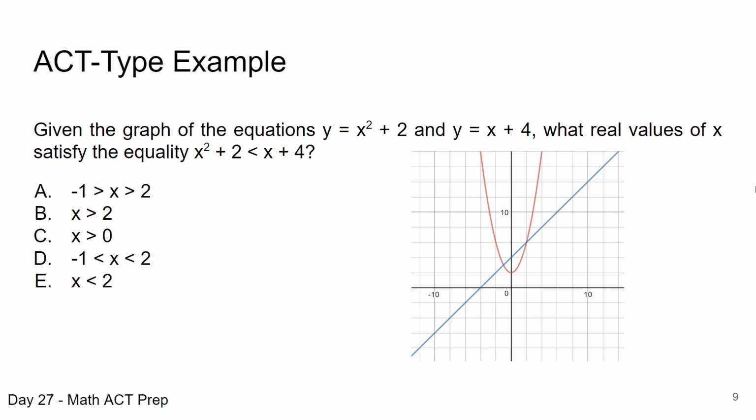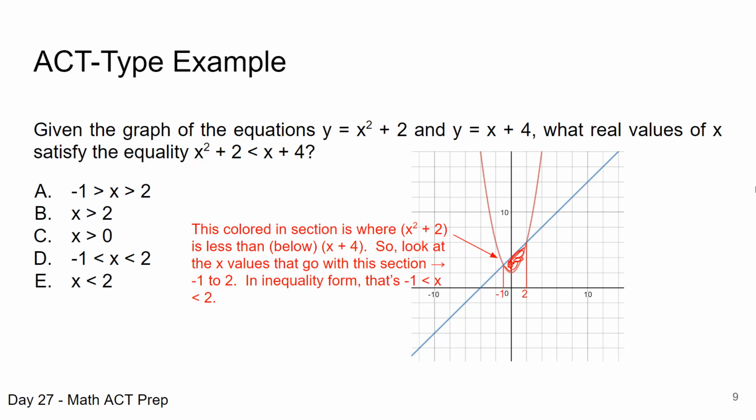So we look at the graph that we're given, and most of the time if we're given a graph on the ACT, it should be there to help us. We can look at the equations, but we can also look at the graph and see if that can help us. And we're wanting to know where x squared plus 2, the parabola in light blue, is less than that line drawn in blue, the x plus 4. So when we look at that, we'll see this colored section is below the line. It's the portion inside the parabola that is below the line. That's what we're looking for.